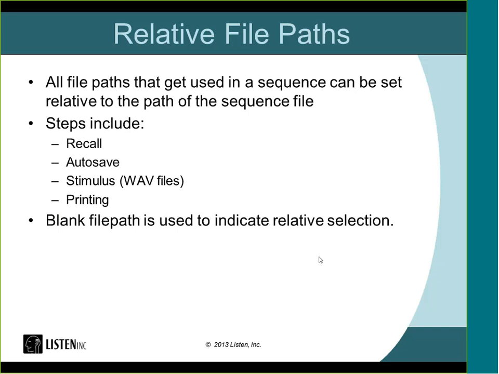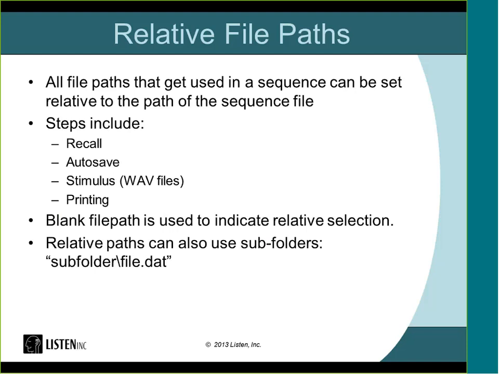So basically, to use the relative file path, you use a blank file path instead of entering an actual location where you want it to go. And by having the file path be blank indicates to SoundCheck that you would like to use a relative selection. The relative always means that it's going to look in the folder where the sequence file resides.